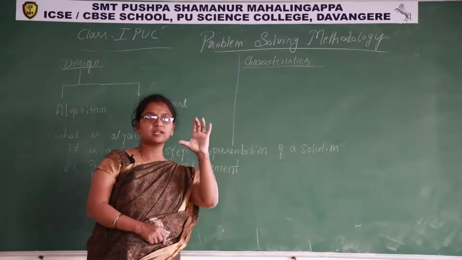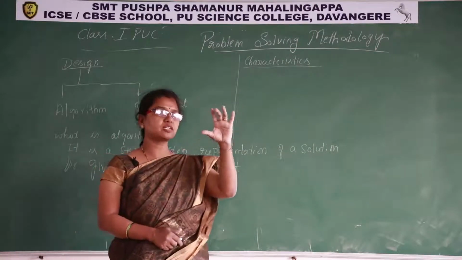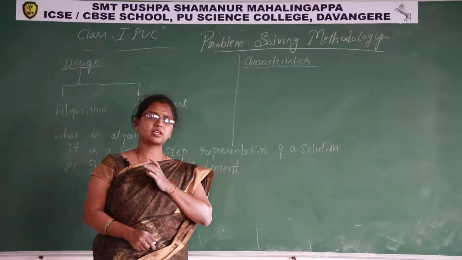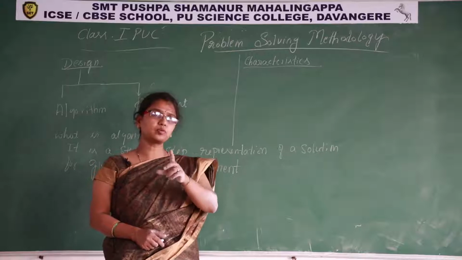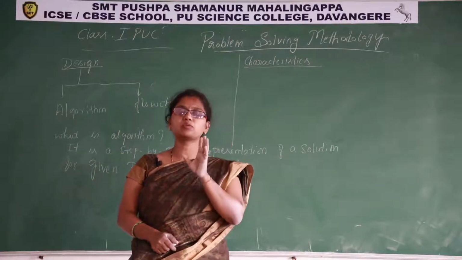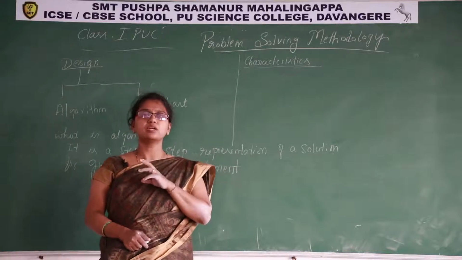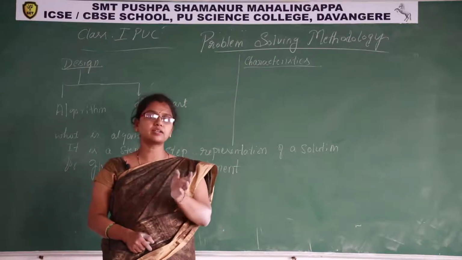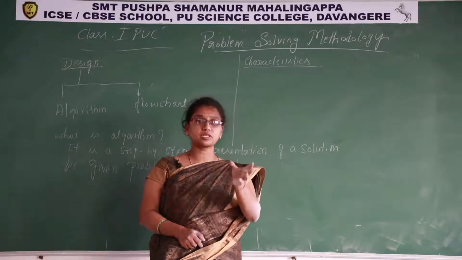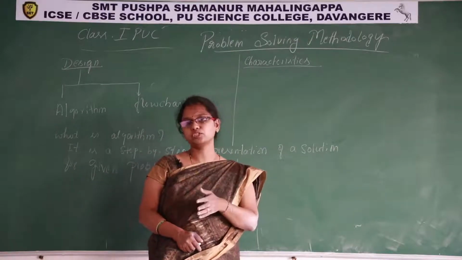The algorithm should be such that the problem statement finishes in this many steps. Then it should give a correct output. Whatever the method you follow, it has to give a right output, a unique output. It should not give different outputs for different algorithms. For the same problem statement, you may follow different procedures or different approaches.